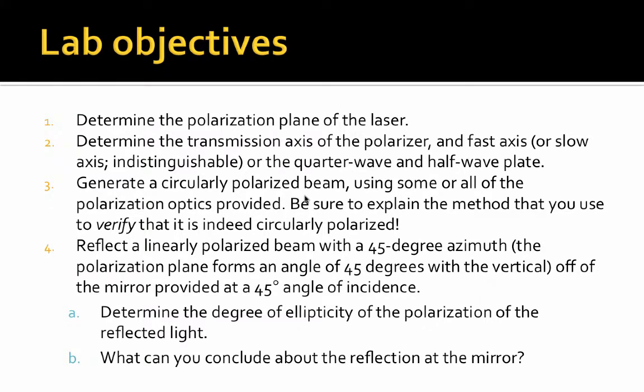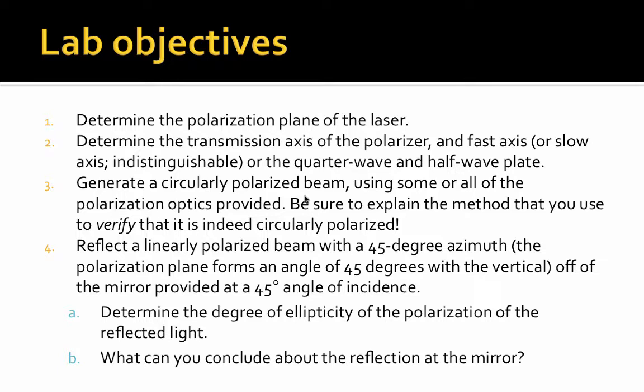There are a few different lab objectives. Some of them are more involved than others. This is an exploratory kind of lab. The first lab objective is to determine the polarization plane of the laser. You started doing that in some of your other labs, and we'll do it in a slightly different way this time. The second objective is to determine the transmission axis of the polarizer and the fast axis or slow axis of the quarter wave and half wave plate that are provided.